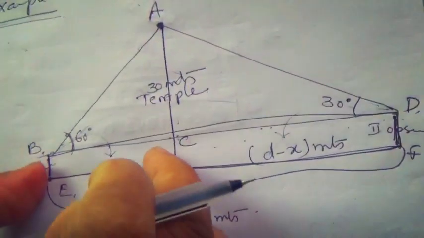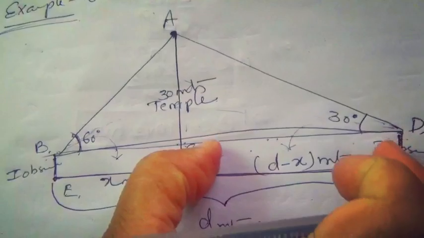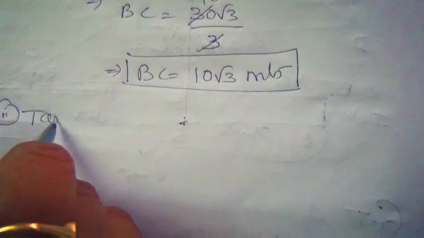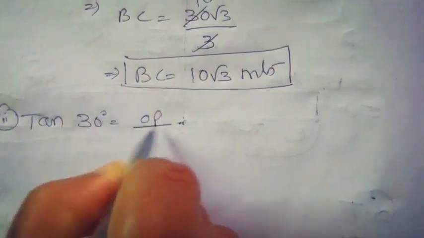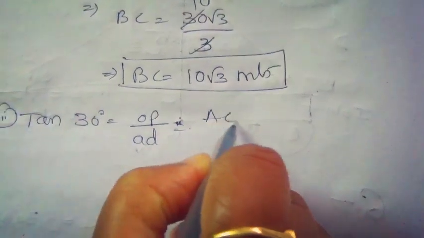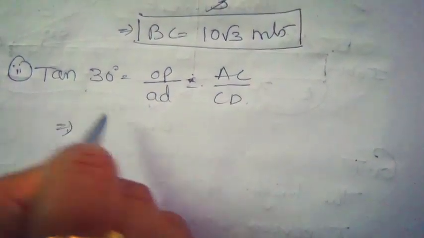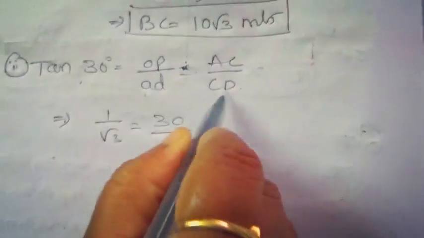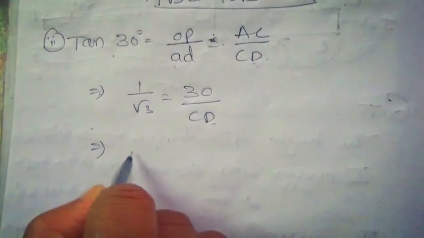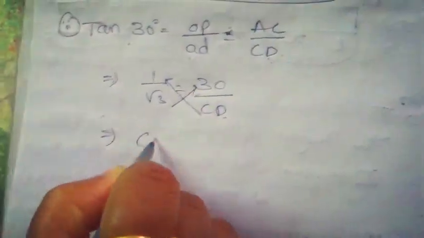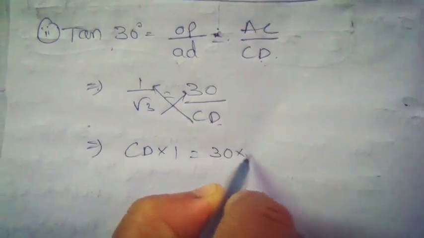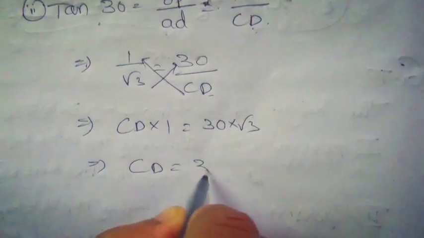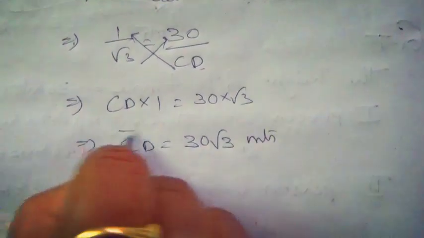We already finished this BC. Now we have to find out this CD. Second, tan 30 degrees is equal to opposite by adjacent. From figure it is AC by CD. That implies tan 30 degrees is 1 by root 3, that is equal to AC value 30 by CD value we don't know. Cross multiplication: CD into 1 is equal to 30 into root 3. That is, CD is equal to 30 root 3 meters.